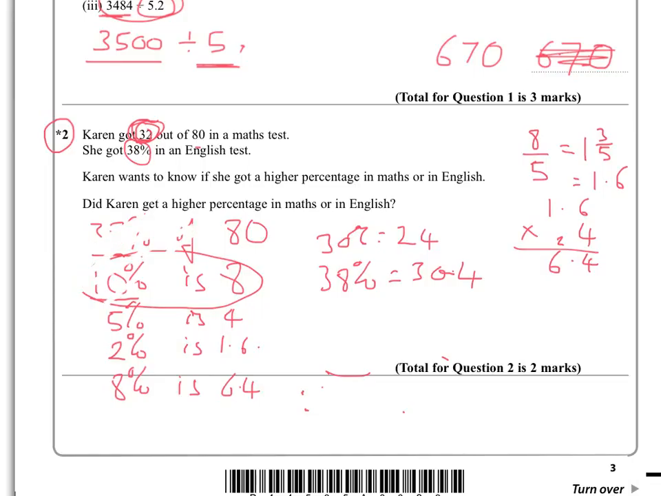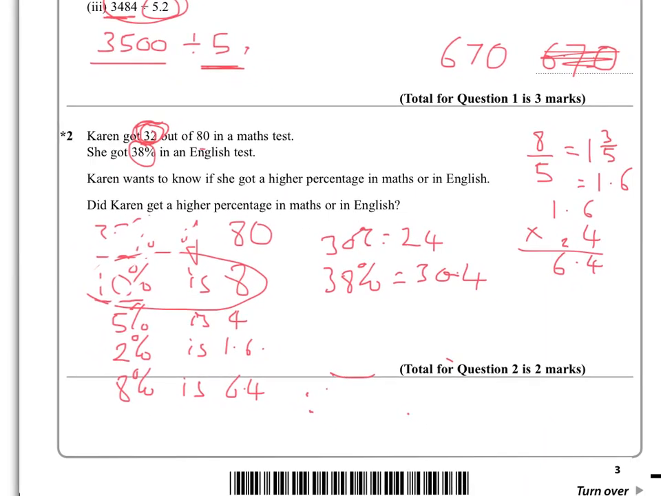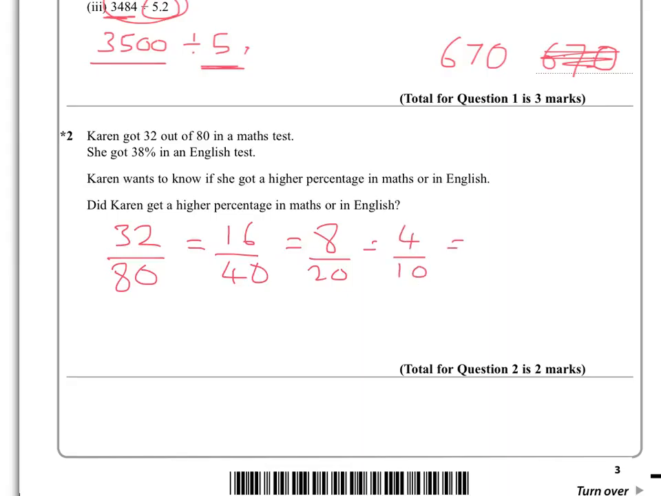Just a minute, let me just try and get rid of all this stuff. There we go. So the other way of doing it would be like this. We'd say in maths she got 32 out of 80. Well, 32 out of 80, if we cancel that down, is 16 out of 40. That's 8 out of 20, and that's 4 out of 10.